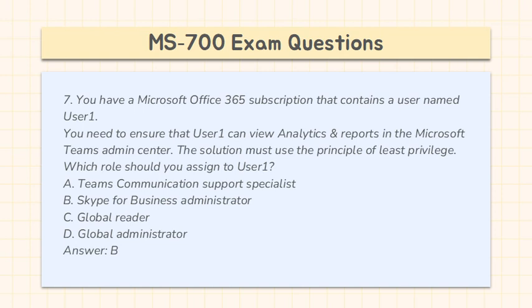7. You have a Microsoft Office 365 subscription that contains a user named User 1. You need to ensure that User 1 can view analytics and reports in the Microsoft Teams Admin Center. The solution must use the principle of least privilege. Which role should you assign to User 1? A. Teams Communications Support Specialist. B. Skype for Business Administrator. C. Global Reader. D. Global Administrator. Answer. B.